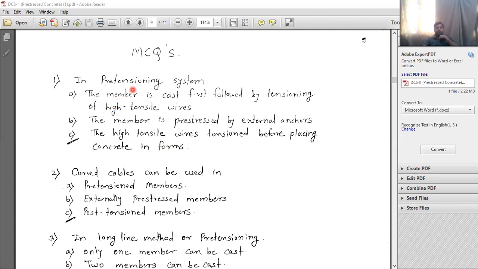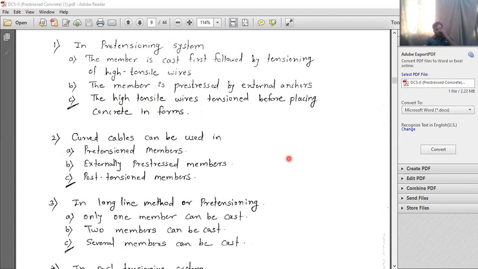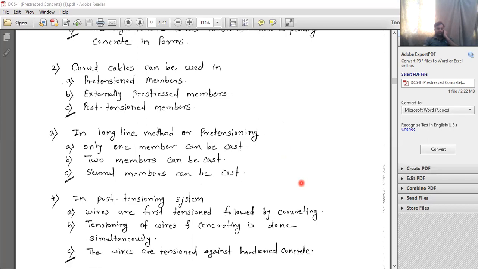So in pre-tensioning, pre means before. So in pre-tensioning, high steel wires are tensioned before the placing of concrete. Okay. So option C is the right answer. Next MCQ.